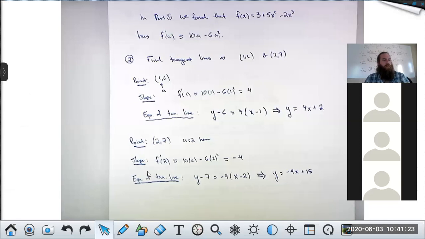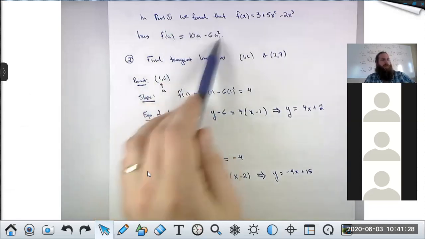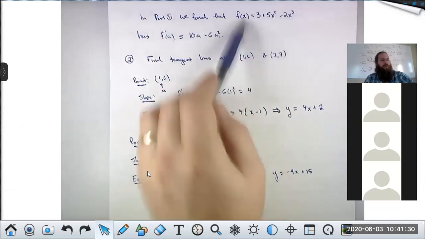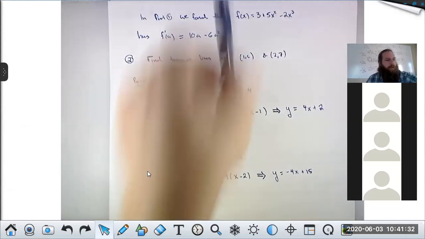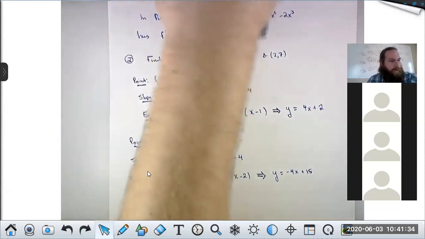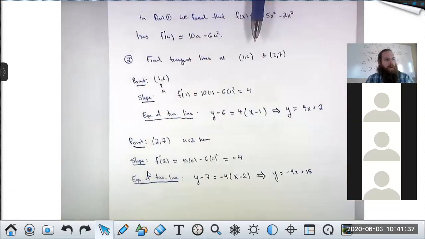I don't want to give you things to cheat yet, but you may notice a relationship between this expression and this expression. If I cover up the 3 here, the 10a is like 10x, and that's coming from the 5 times 2. This 5 times that power 2. And the minus 6a squared is coming from doing something to the minus 2x cubed. That is insane. That's actually really interesting.